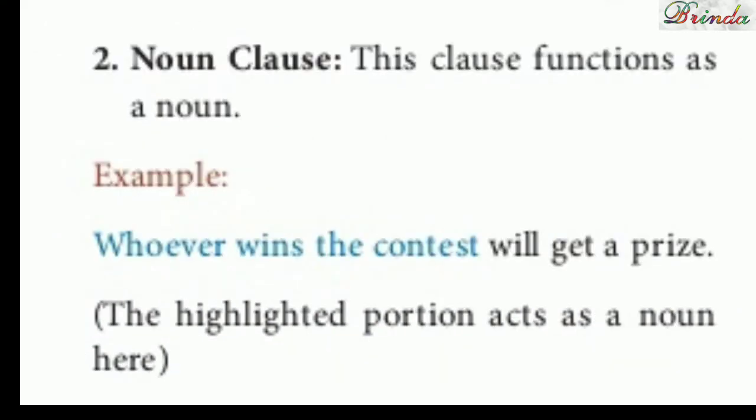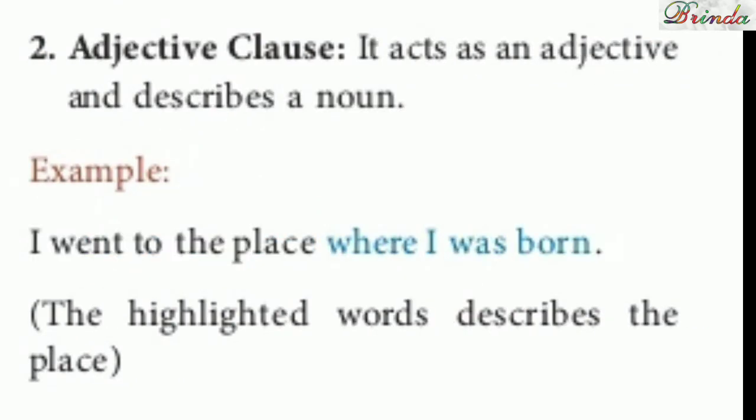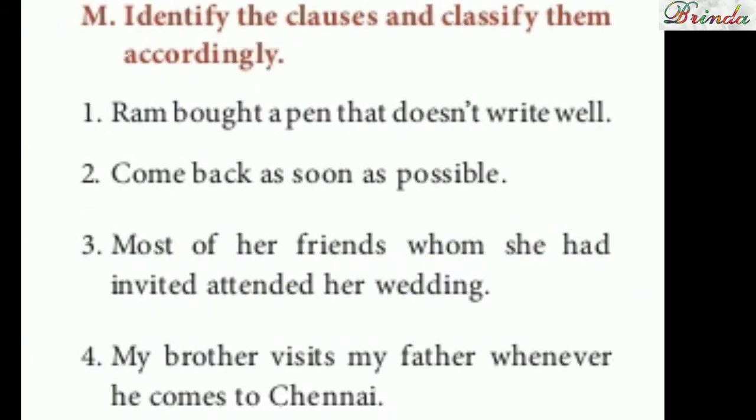Next one is noun clause. This clause functions as a noun. For example, whoever wins the contest will get a prize. The highlighted portion acts as a noun here. Next one, adjective clause. It acts as an adjective and describes a noun. For example, I went to the place where I was born. The highlighted words describe the place. Okay, fine. Now let's see the exercise part.